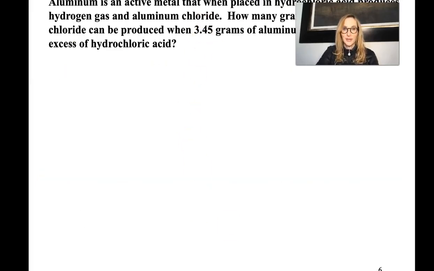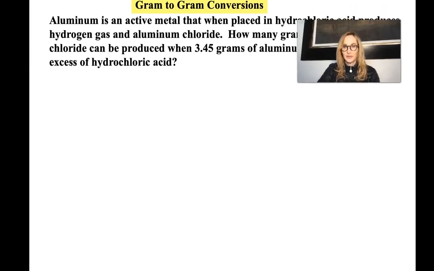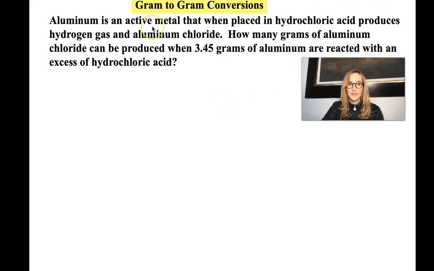All right, here's another gram to gram conversion. Move this so you can see it a little better. Aluminum is an active metal, that means reactive metal, that when placed in hydrochloric acid produces hydrogen gas, remember that's H2, and aluminum chloride. Remember, aluminum has a +3 charge and chloride has a -1, so it's going to be AlCl3. How many grams of aluminum chloride can be produced when 3.45 grams of aluminum are reacted? Notice they only gave us 1 gram amount, and that's common.